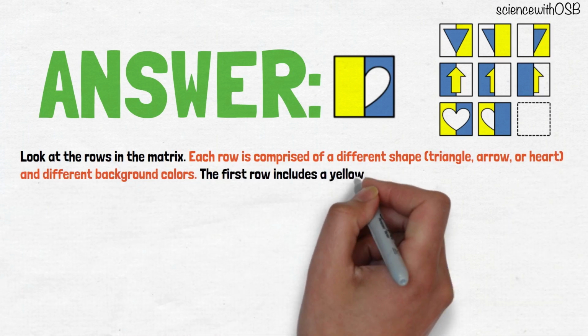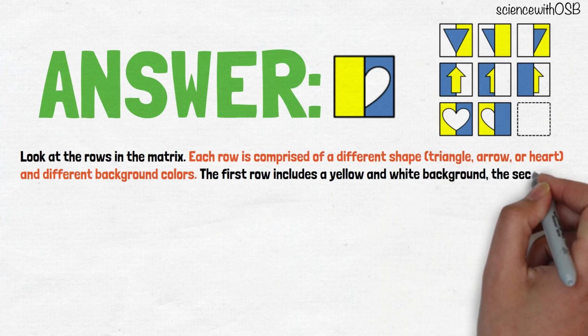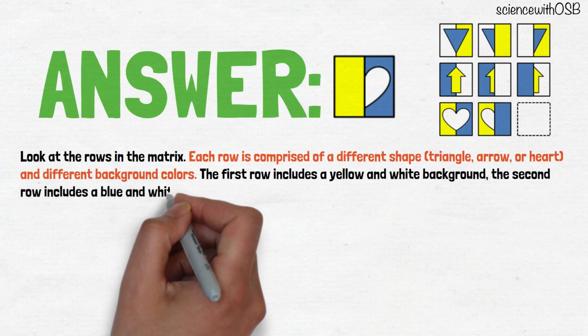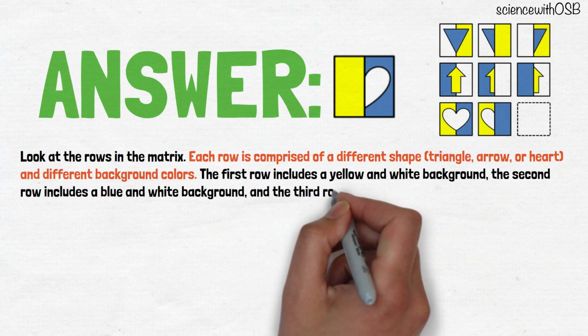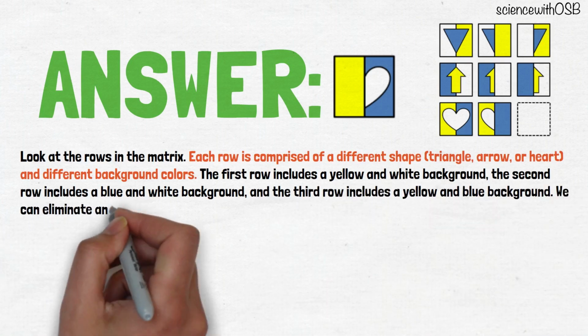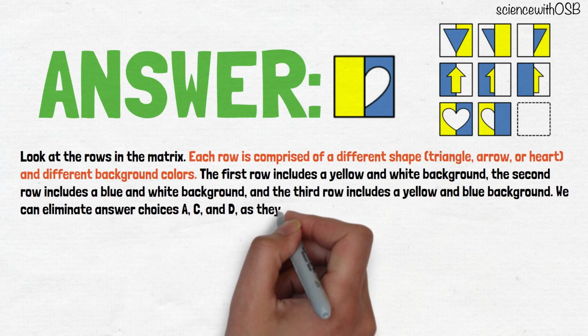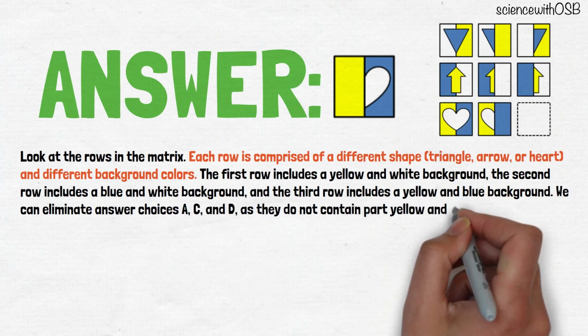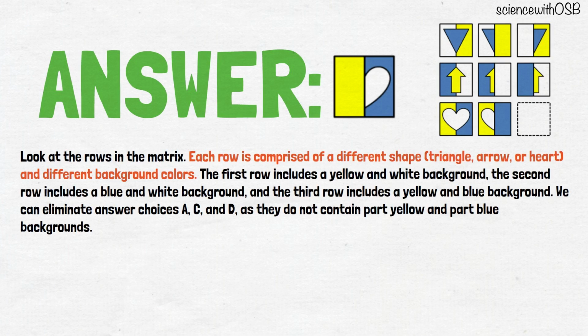The first row includes a yellow and a white background, the second row includes blue and white backgrounds, and the third row includes a yellow and a blue background. We can eliminate answer choices A, C, and D as they do not contain part yellow and part blue backgrounds.